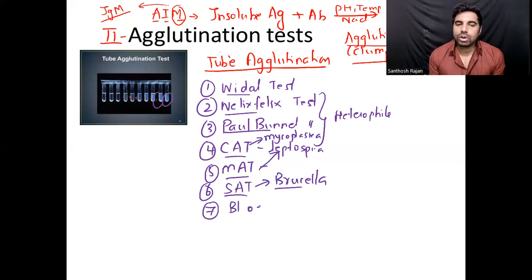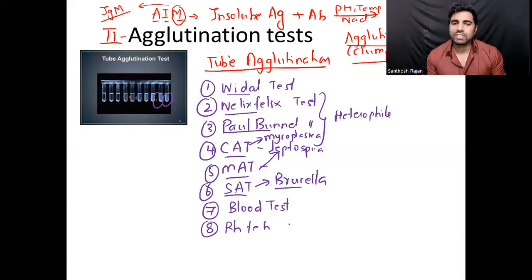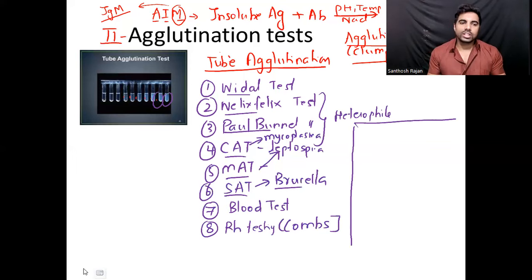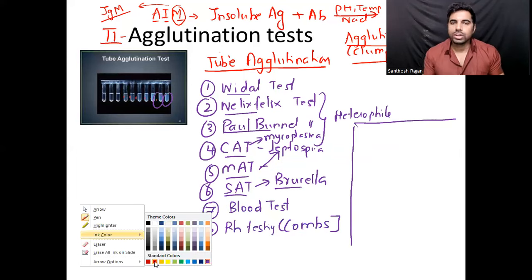Another important thing is your blood tests. For all the blood tests you're doing, we can use it. And one more thing: Rh incompatibility testing, Rh testing, okay? Basically, we're talking about the Coombs test here. Coombs is also tube agglutination. So here, a little bit about Coombs. We have to talk about Coombs because it has come here. Again, it's more a pathological thing, but I wanted you to revise it here.